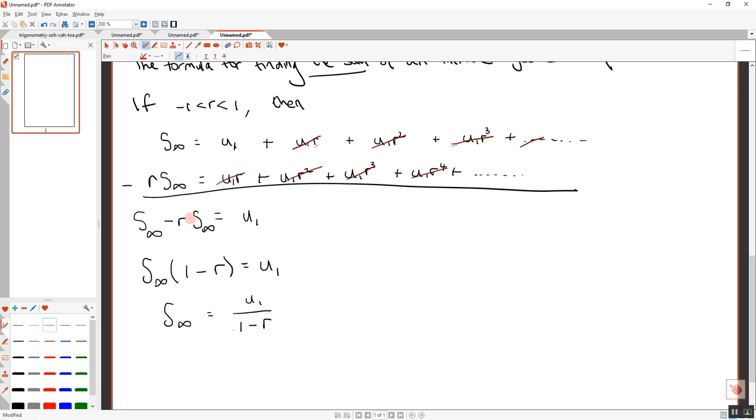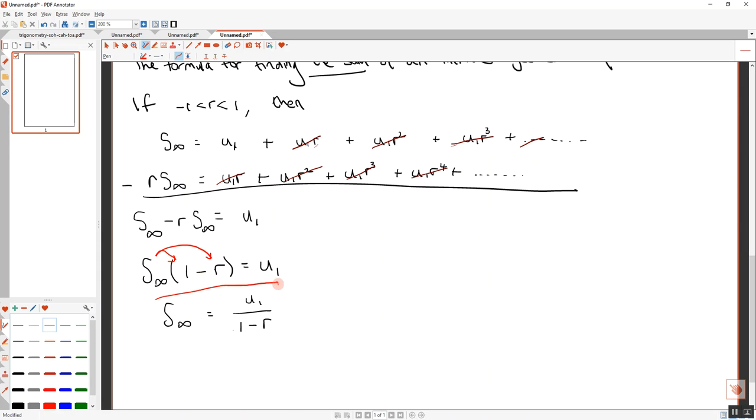I've just factorized the sum to infinity out. So this times this. This means sum to infinity times r gives me r times it, okay? So I've just done that times that and that times that.